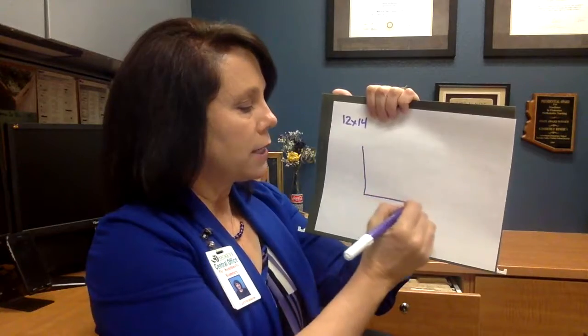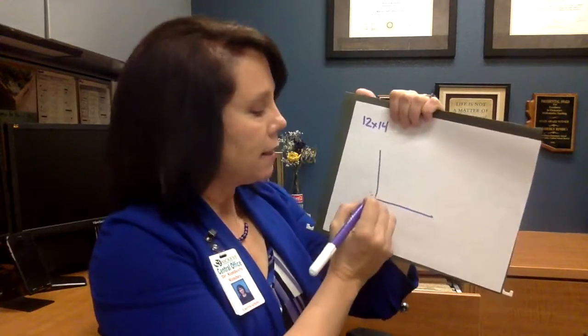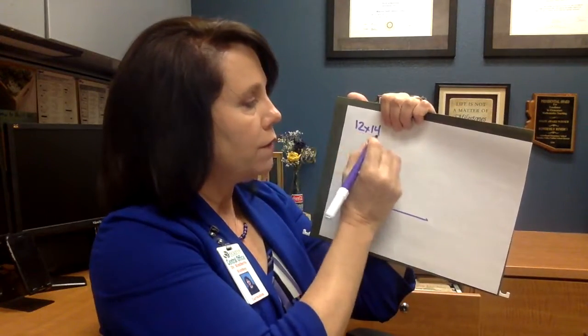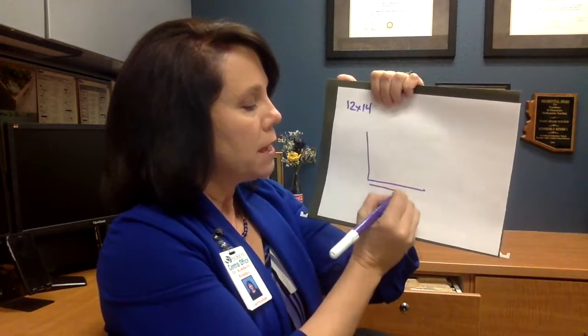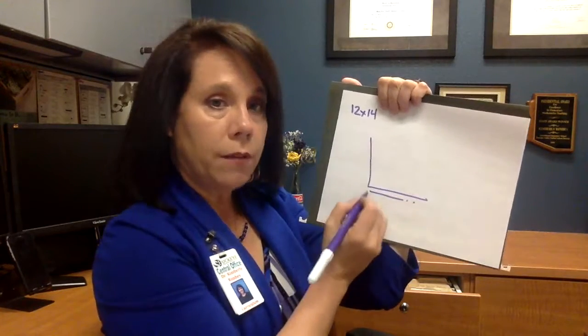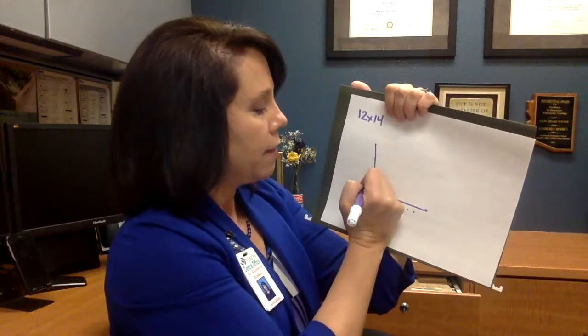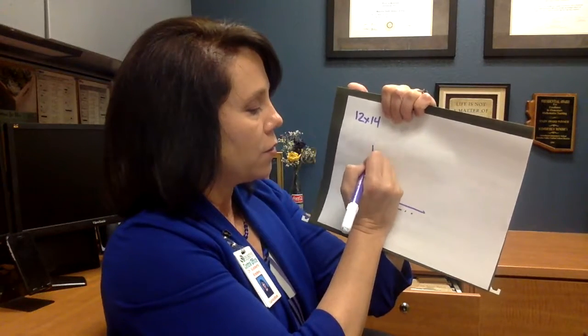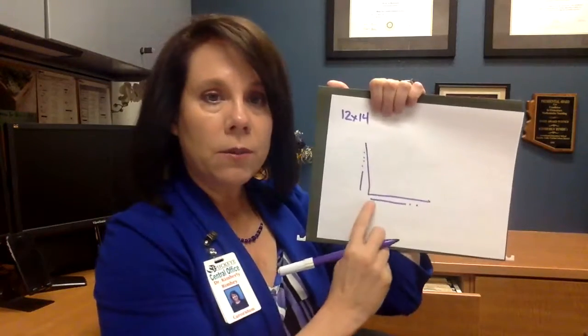So let's start with something as simple as 12 times 14. So let's say I'm going to use an area model, which means that I'm going to think about finding the area of a rectangle. So here's the axes, and let's say I'm going to multiply 12 times 14. So thinking with base 10 blocks, that would be 12, 10, 11, 12. And this would be 14, 10, 11, 12, 13, 14. So I'm going to multiply 12 times 14.